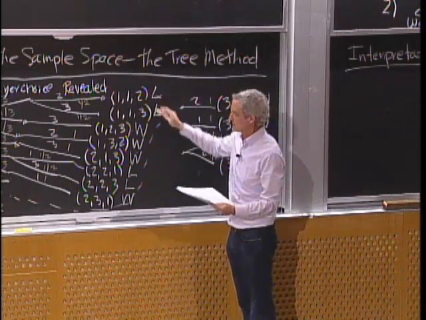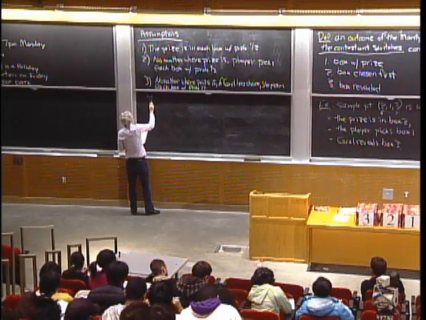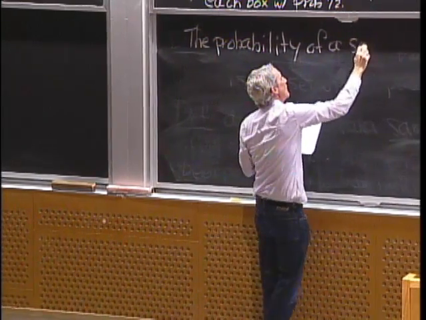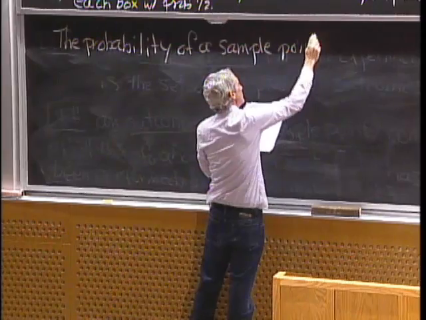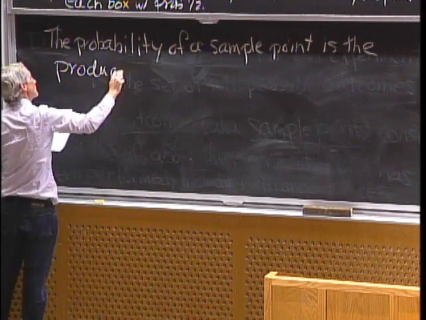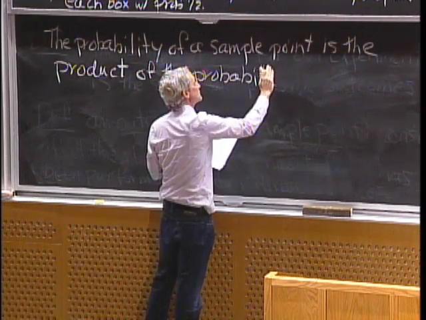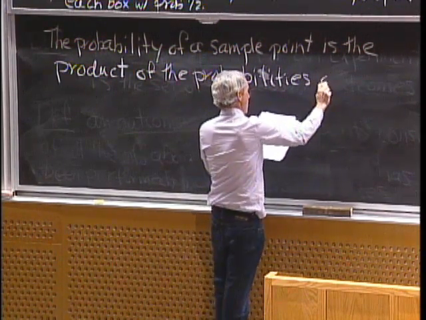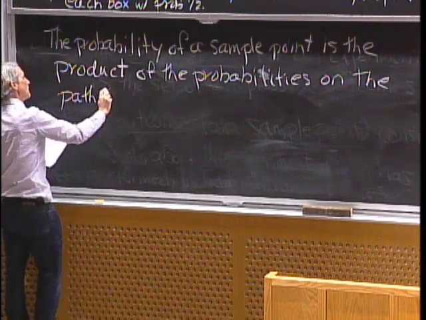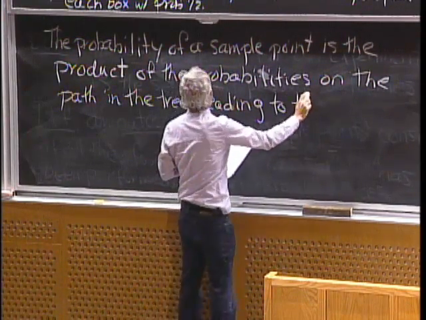Now I've got to get a probability for each outcome. And we do that with the following rule. The probability of a sample point is the product of the probabilities on the path leading to the outcome, the path in the tree, leading to the outcome, or the sample point.